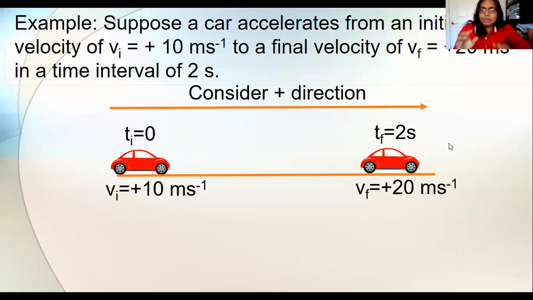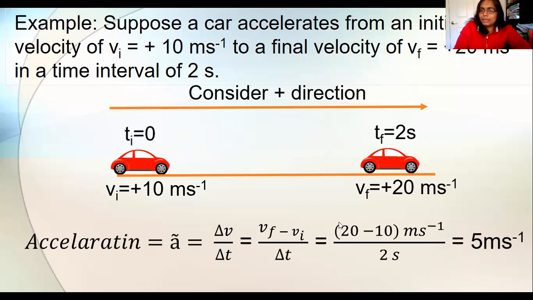So that is the second step. First step, you draw a picture and label every known quantity or value. And then the second step is you define your direction. Now here I'm going to define my positive direction towards this side, towards the right. Okay, so I define my direction. Now let's apply the equation.